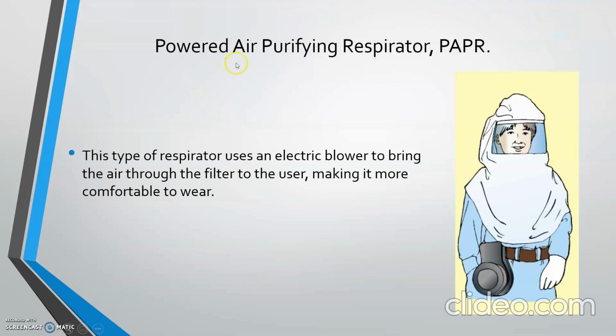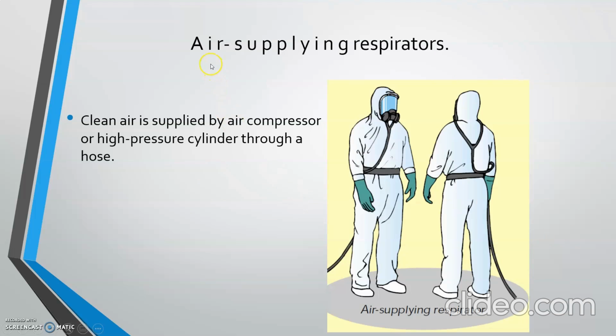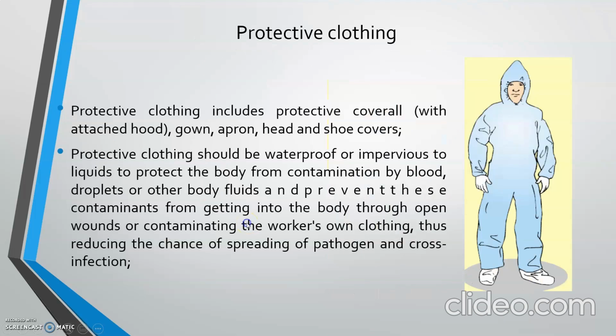Next is powered air purifying respirator. This type of respirator uses an electric blower to bring the air through the filter to the user, so it makes it more comfortable to wear. And last one is air supplying respirator. Clean air is supplied by air compressor or high pressure cylinder through a hose.